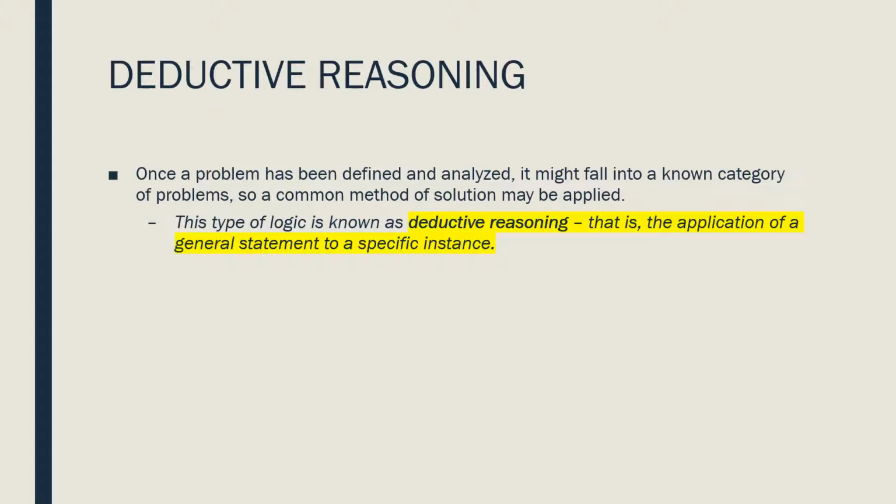Once you have defined and analyzed a problem, it may fall into a known category of problems so that you can apply a common solution. This type of logic is known as deductive reasoning, and this is the important part. This is what you should definitely write down. Deductive reasoning is the application of a general statement to a specific instance. So they're taking general statements and applying them to specific instances.